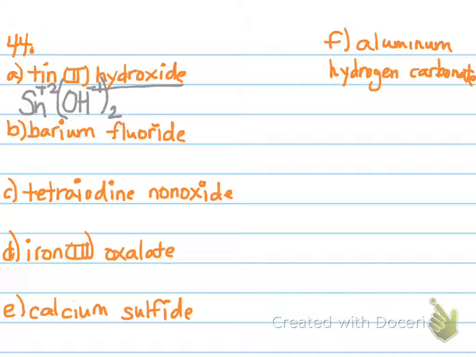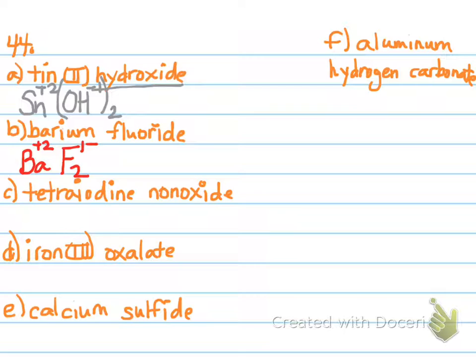Barium fluoride. Barium's a metal. Fluoride's a nonmetal. This is an ionic compound. I'm going to do symbols, charges, crisscross, lowest whole number ratio. Barium symbol is Ba. It's in group 2A, so it has a charge of +2. Fluoride is F. It's in group 7A, so it has a charge of -1. I crisscross down and I get BaF2, which is the lowest whole number ratio.